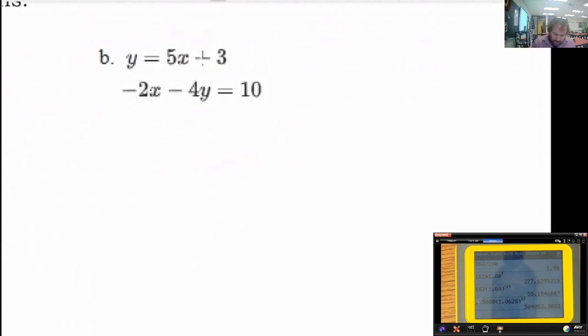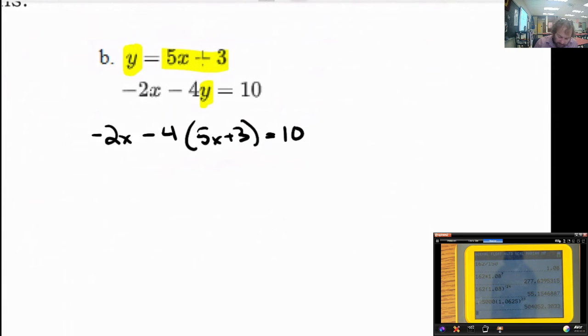Question B is very similar, but this time we're going to use substitution because we were told that y is equal to 5x plus 3, and there it is right there. So we're going to take the bottom equation and replace that y with 5x plus 3, which now equals 10. This is called substitution. We're just replacing y with another version of y. And the nice thing is that these now have the same variable. It's all x now. So let's go ahead and distribute our -4, and we will have a good time.